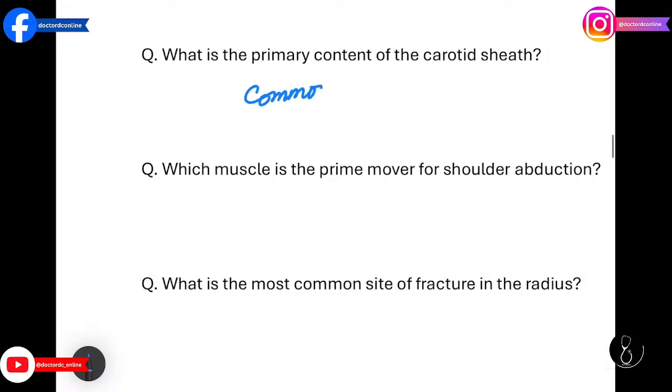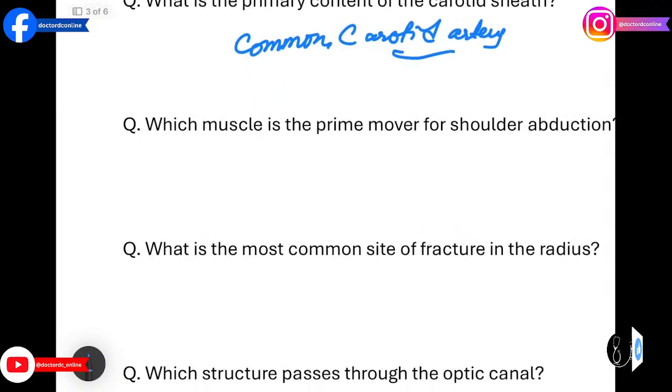The next question is, what is the primary content of the carotid sheath? And the answer is common carotid artery, internal jugular vein, and vagus nerve. These structures are enclosed in a fascial compartment in the neck.